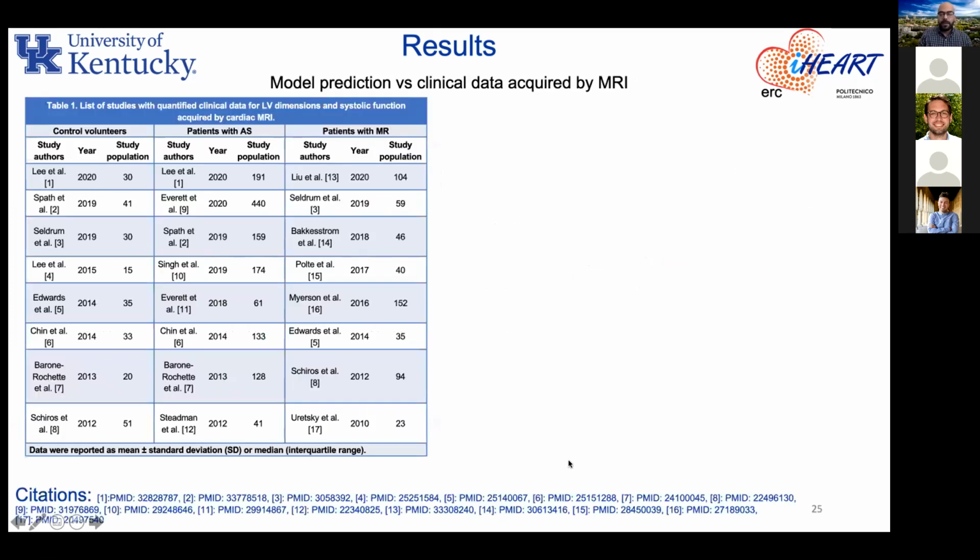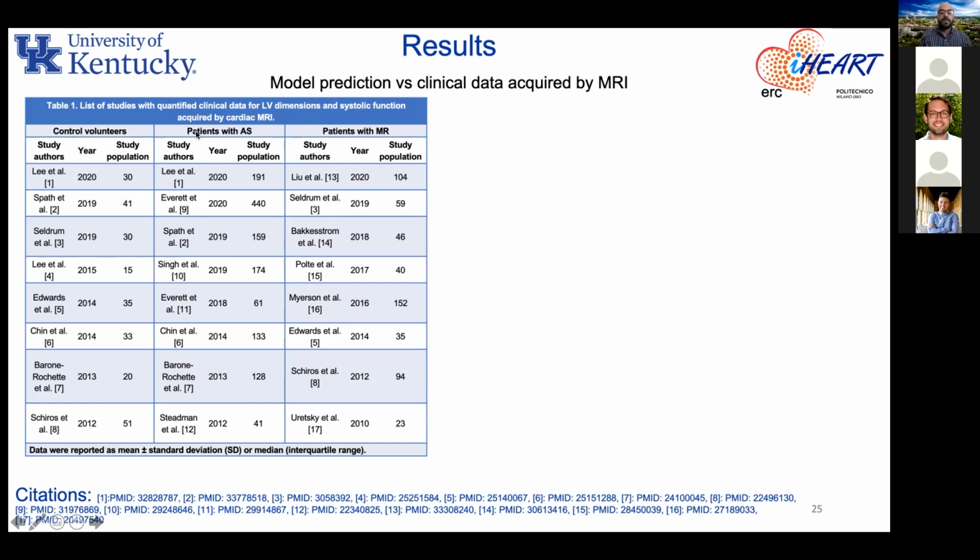So in the final attempt, we wanted to see how our model with all simplified assumptions, like a single hemispherical ventricle, would be able to capture LV growth with respect to the clinical data. To do that, we obtained clinical data for variables that represent the ventricular dimension for 3 groups of patients. The first group was a group of control volunteers.